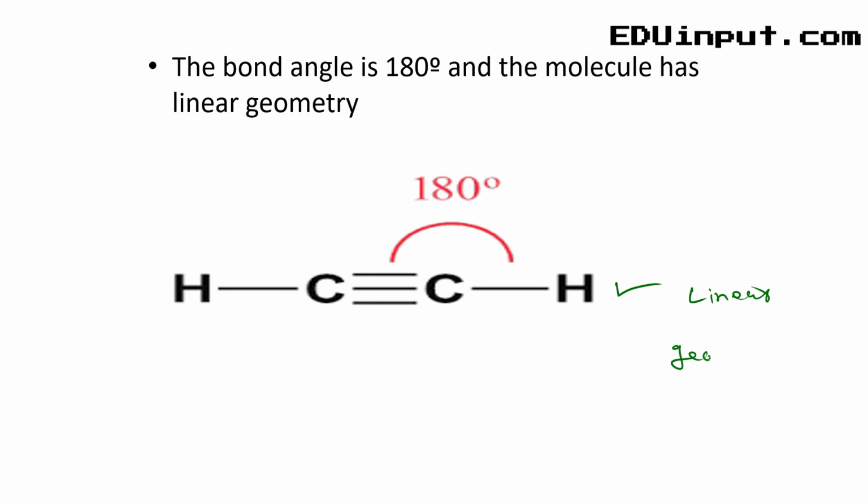And we know that dividing 360 by 2 gives 180. So the bond angle will be 180 because this is the maximum distance where these 2 bond pairs are stable. So this is the lecture about sp hybridization in ethyne.